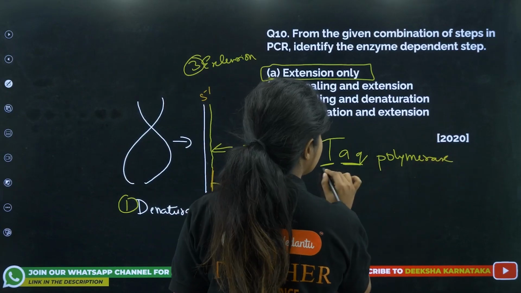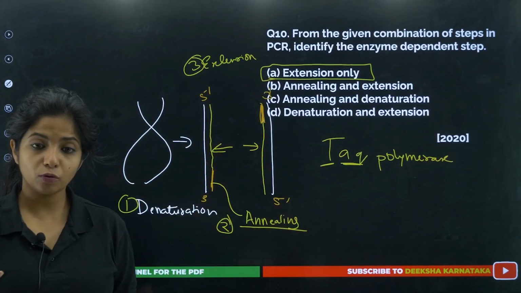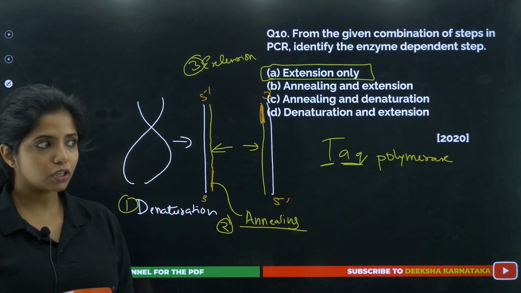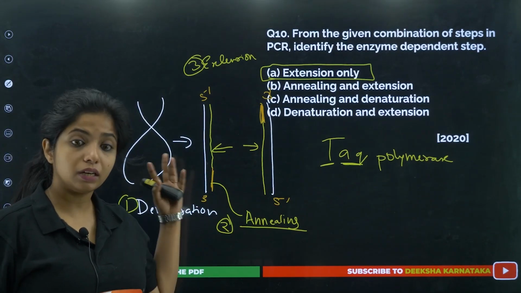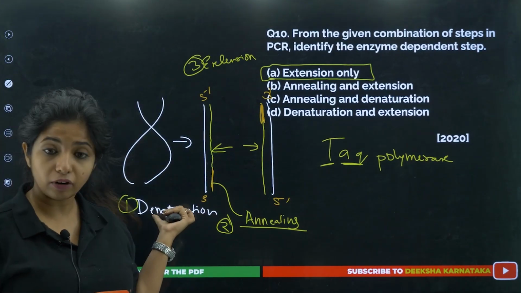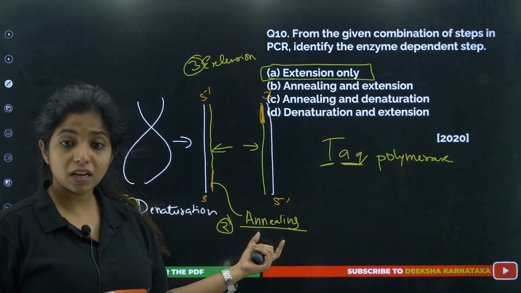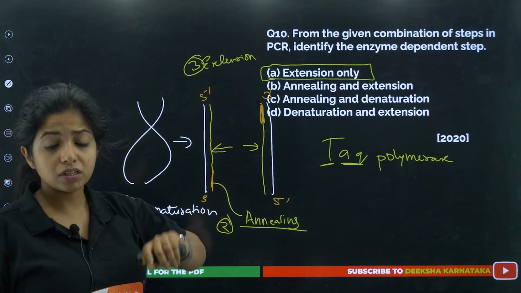Okay, why do you need a bacterial enzyme over here? Because it is the one that will be able to survive in high heat. So basically you are working at 70 degrees Celsius and 95 degrees Celsius. The first step is done at 95 degrees Celsius, almost around that. Annealing is done at 50 degrees Celsius. Extension is done at 70 degrees Celsius.